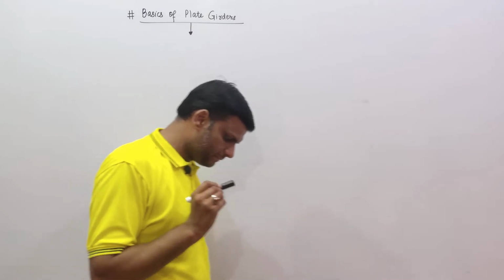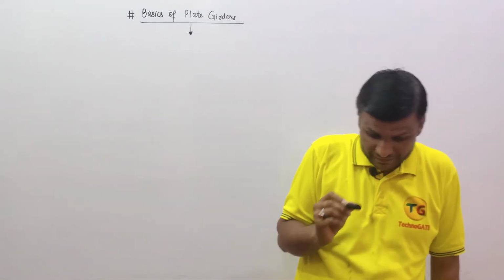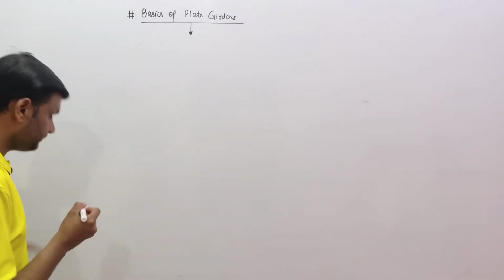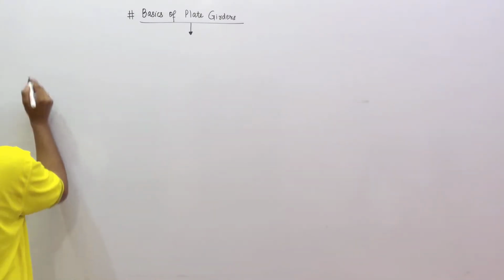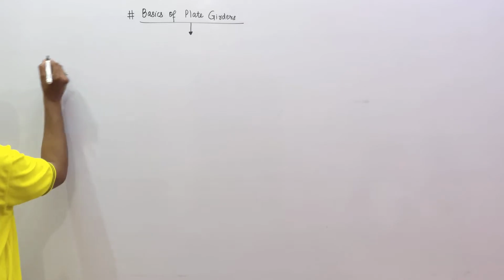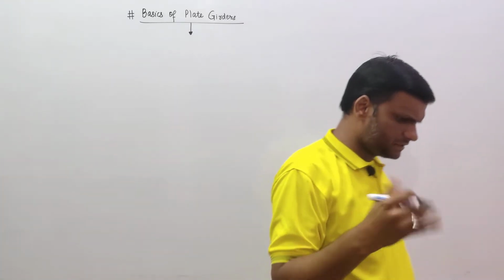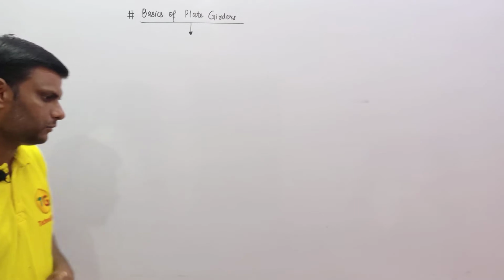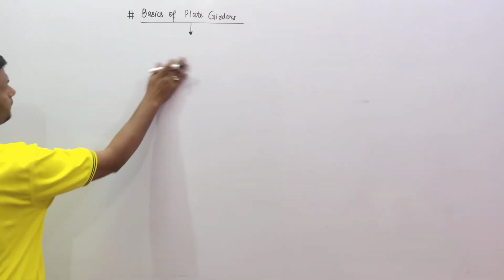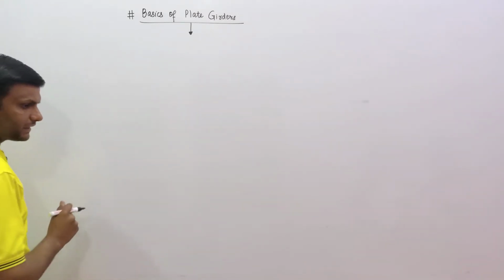This diagram is very important for you, so please make this diagram very clear in your copy. Let us suppose that this is the introduction. Plate girders are used when built-up beams are not capable of taking the applied load. So we will discuss all the points. Please make the diagram with me.